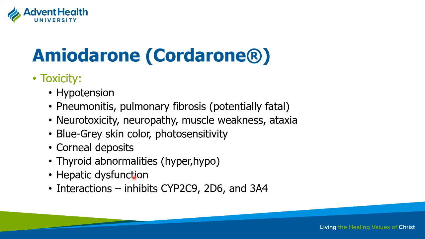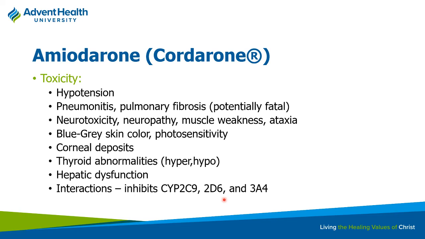Other things, you see some corneal deposits, so some visual changes can occur there. And because it's an analog of thyroid hormone, you can actually find either hypo- or hyperthyroidism as a result of amio. It's very unpredictable in terms of what it's going to cause for your patients. Okay. It also inhibits a lot of CYP enzymes, things like 3A4, 2C9, and 2D6, so a lot of different drugs interact with this.